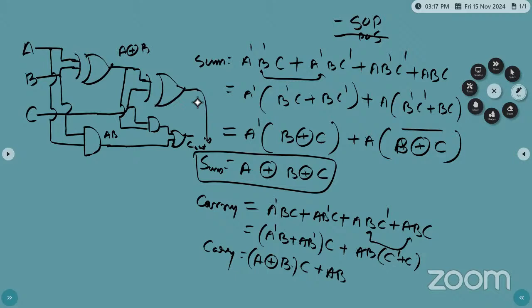The next topic is the sequential circuits. In this combinational circuit, is there any feedback? Feedback means output to input. Is there any connection between the output circuit and the input circuit? No. Directly we are applying the input and getting the output. There is no feedback from output circuit to input circuit. Those circuits are called combinational circuits. If feedback is there from output to input, those circuits are called sequential circuits.